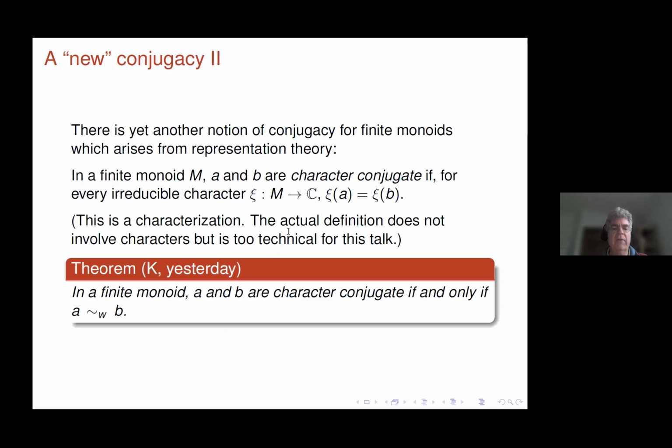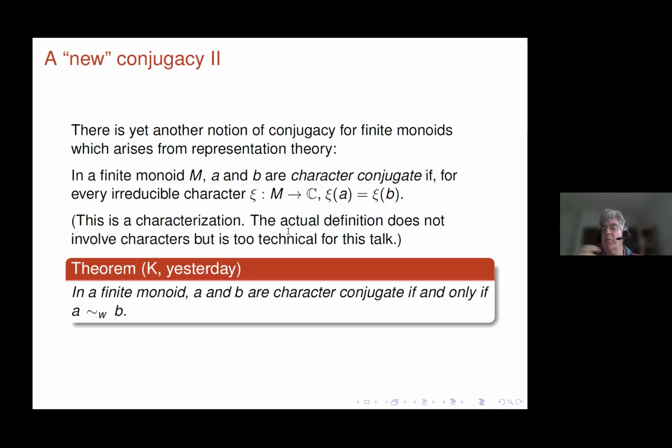So here is a new result, which I actually proved yesterday while I was preparing for this talk. And it's based on the following. There is as yet another notion of conjugacy, this time for finite monoids, which comes from representation theory. So in a finite monoid, two elements are said to be character conjugate if for every irreducible character of the monoid. So what is an irreducible character?